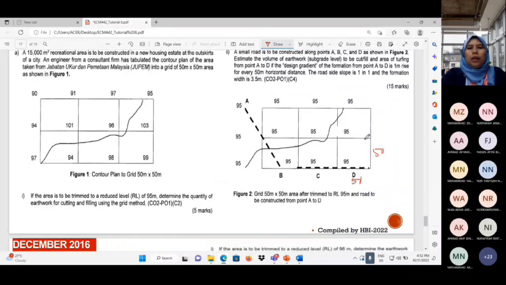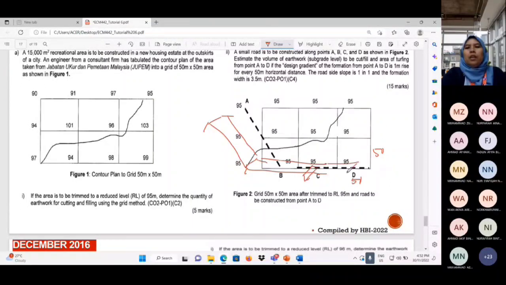50-50, the grid is 50-50, right? So you can know the distance. This dotted lane, A, B, C, D, is where we want to build an embankment. So we can imagine that you want to prepare the embankment. This is the layout of your embankment.